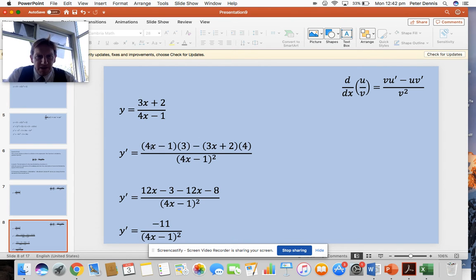Now, this is the tricky part. The first part's easy. 3 times 4x is 12x. 3 times 1 is 3, so it's minus 3.